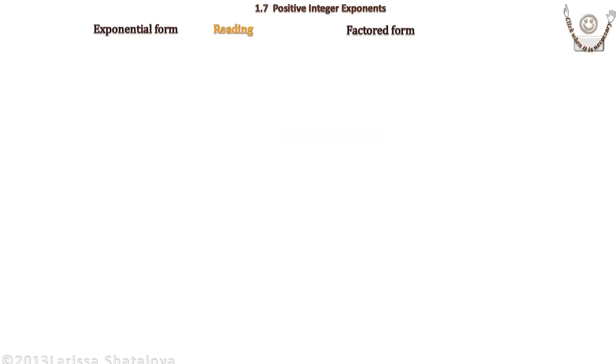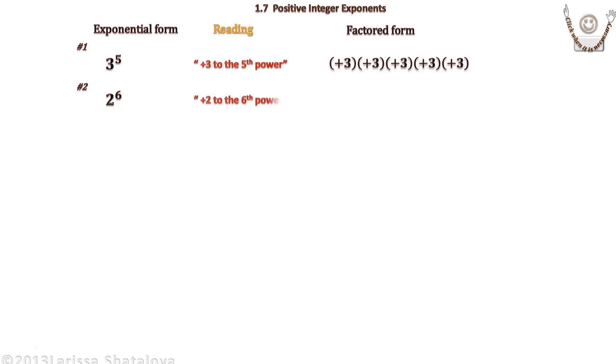We continue practicing reading and how to convert exponential form into factored form. Example number 1. We have +3 to the fifth power. That means that we have to use +3 as a factor 5 times. Next, we have +2 to the sixth power. So we have to use base +2 as a factor 6 times.